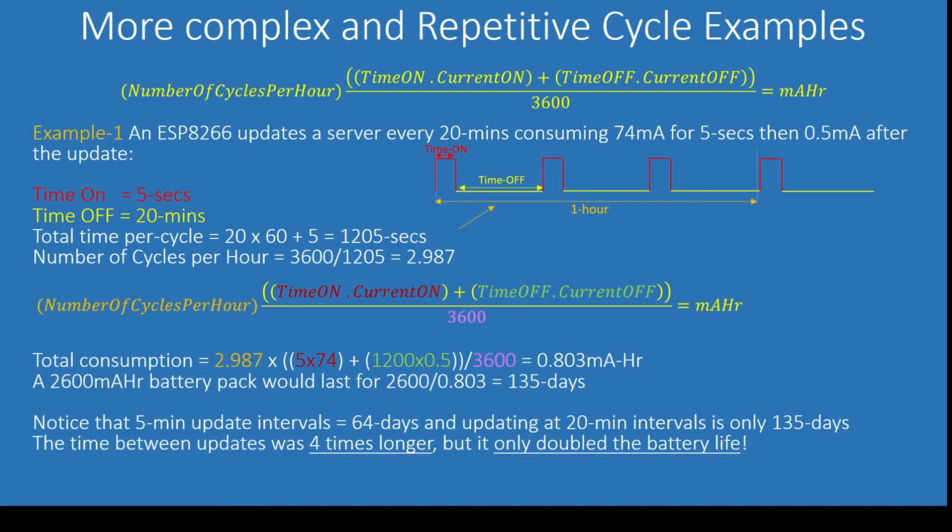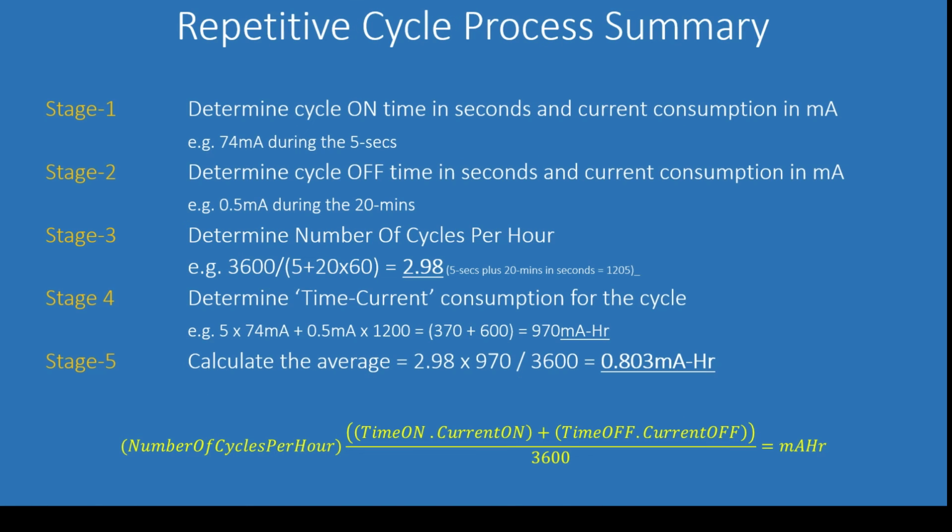So just note that the time between updates is 4 times longer, but it didn't make the duration on battery power 4 times longer, it only doubled it. The square law going on. So although the time between updates was 4 times longer, it only doubled the effective battery life, or time on battery. So the repetitive cycle process is almost identical.